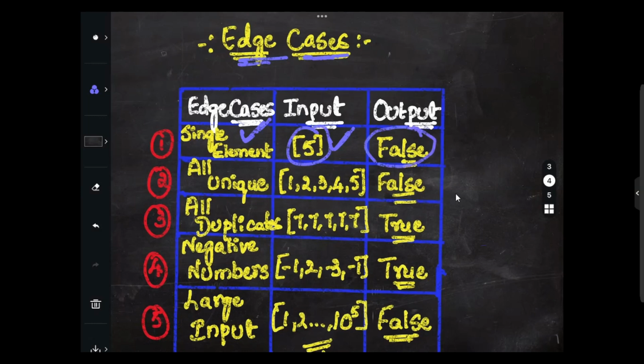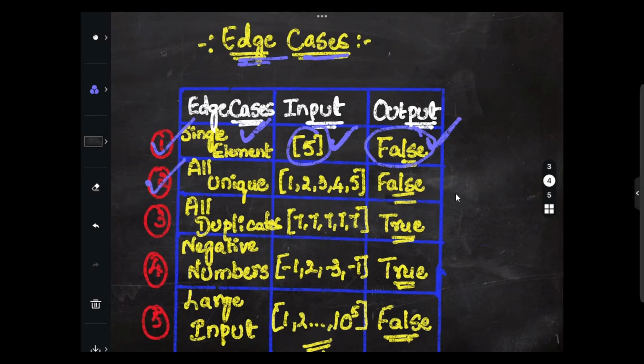Why is the output false here? Because we have a single element here. We don't have a duplicate element for 5. We have the element 5 that is present in the array, but we don't have a duplicate element. So we have to return the output value false in this case. So let's move on with the second edge case here.